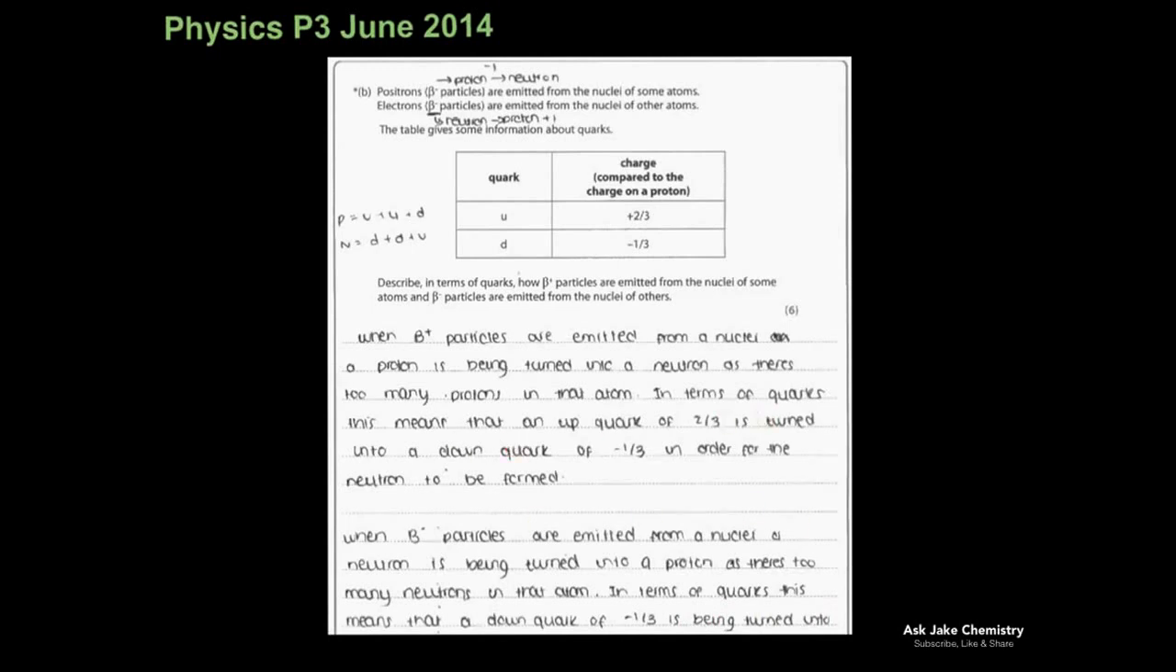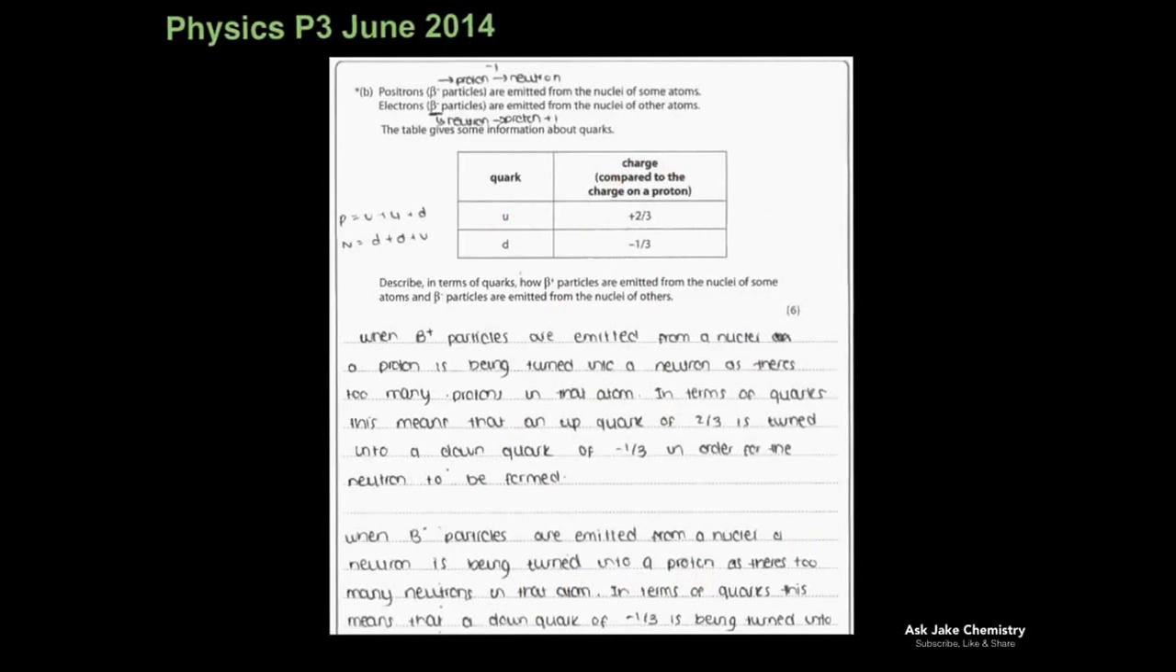Saying all of these points will give you the marks: talking about up quarks, and seeing what happens in beta plus decay and what happens in beta minus decay. Say what it is, mention the charges, and you'll definitely get 6 marks.